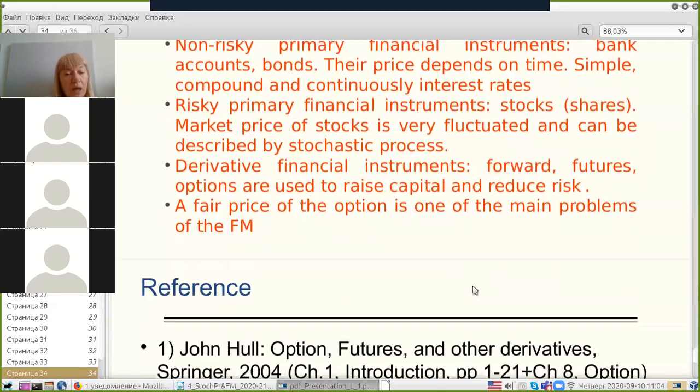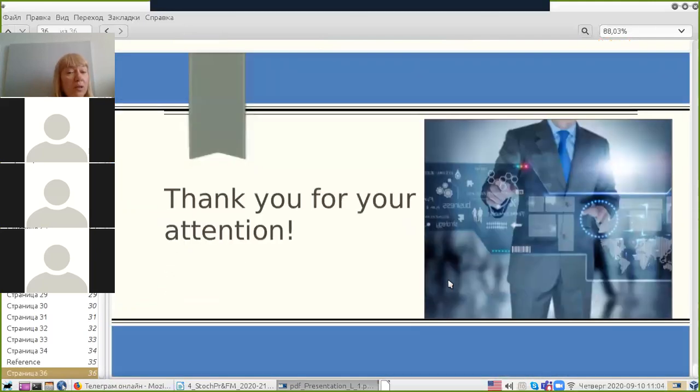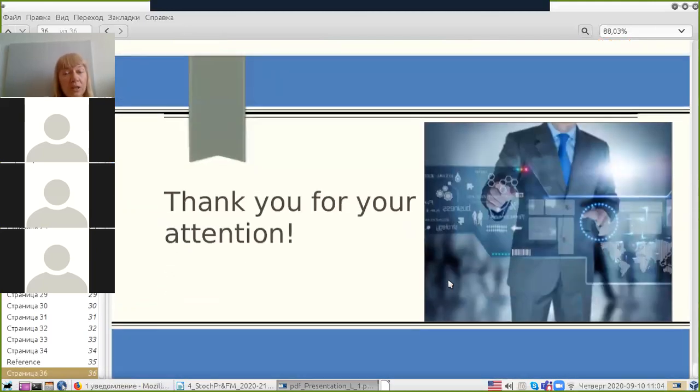It is essential. And for reference, there are two books: John Hull, Options, Futures and Other Derivatives. Today you can read chapter 1, the introduction, these pages, and about options, chapter 8. And Shreve, Essentials of Stochastic Finance. I downloaded both books on DigitalDo, so welcome and use them. And that's all. Thank you for your attention.